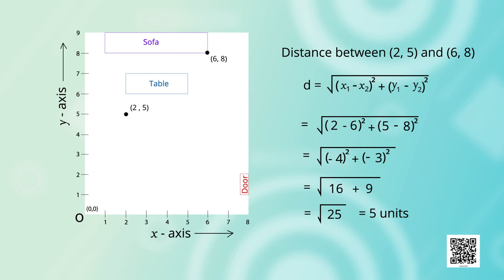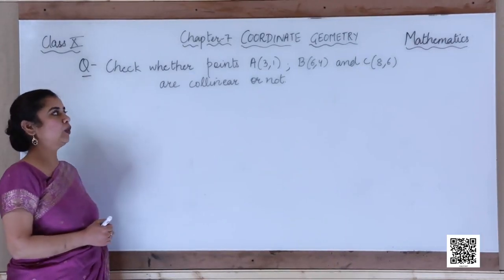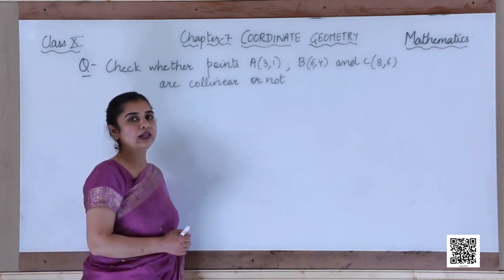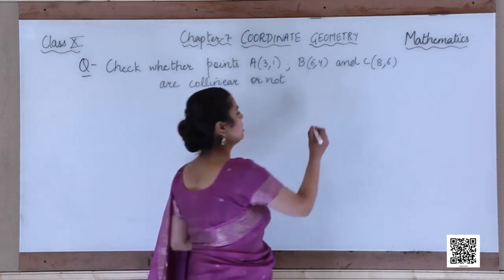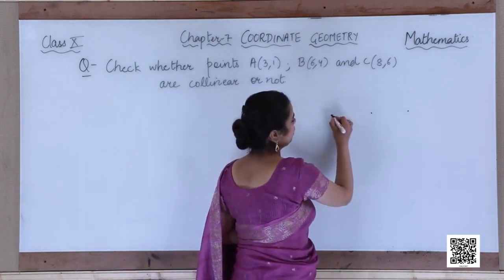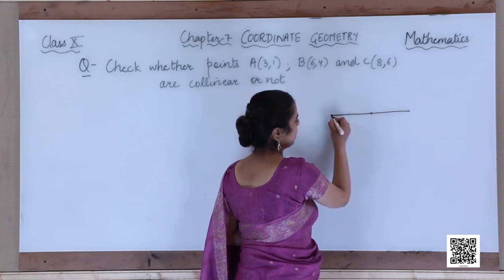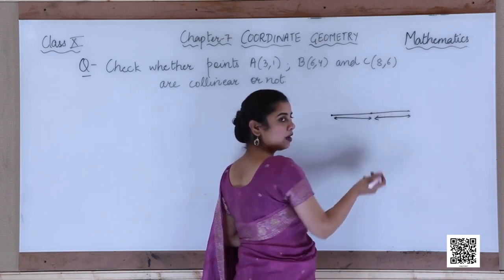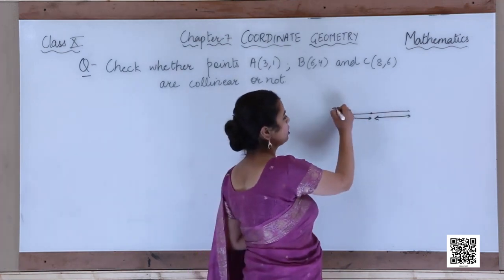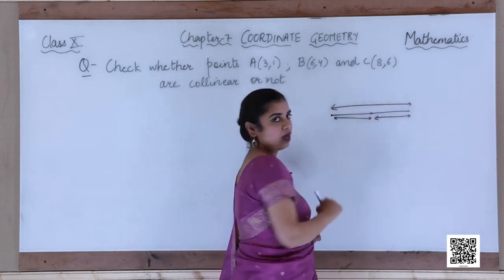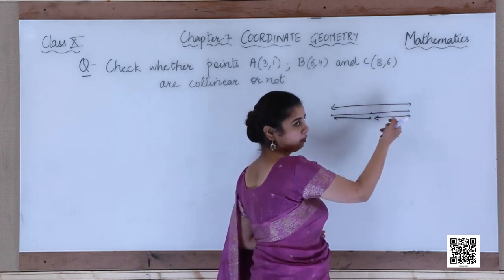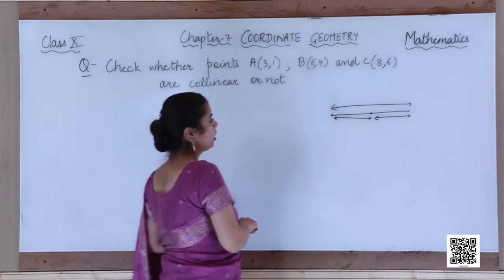Now let us do a question which is an application of this distance formula. We have to check whether points A (3, 1), B (6, 4) and C (8, 6) are collinear or not. That is, we have to find whether they all lie on the same line. Now children, if 3 points are lying on the same line, certainly the distance between the first 2 points and the distance between the second 2 points, when added up, should give the distance between the first and last points. But we cannot say which will be the point here. Here it will be A, or here it will be A, or A can be here. This we cannot say certainly. So what will we do?